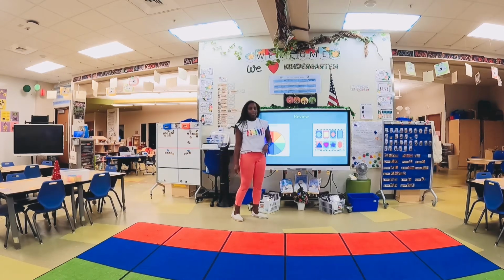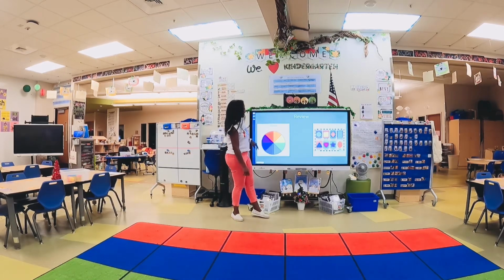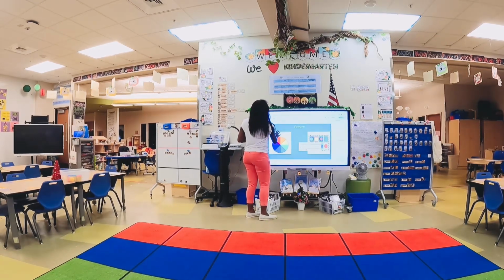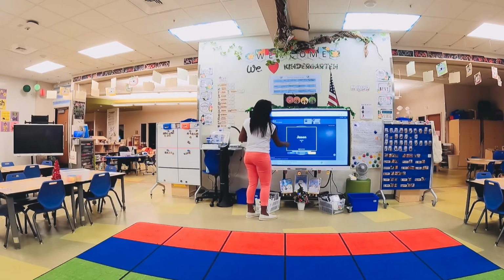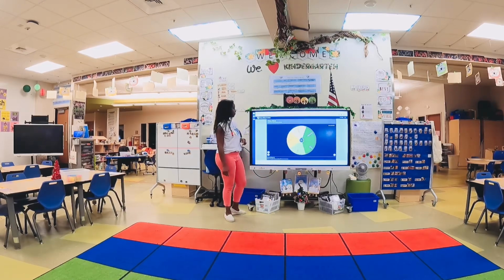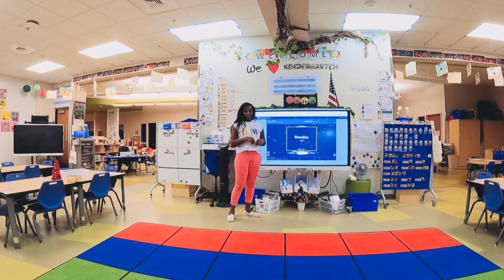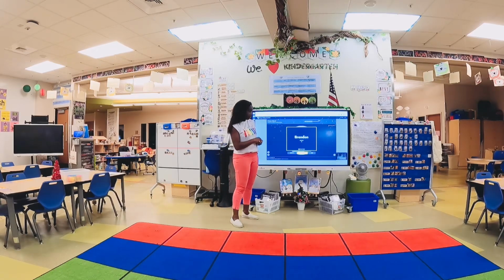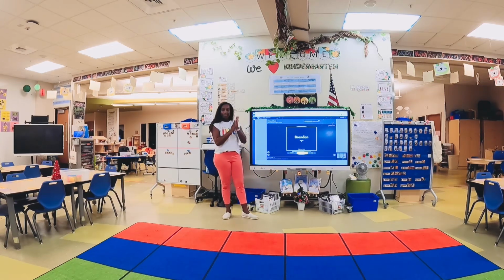Okay, now we're going to use our picker wheel. Brandon, can you come up and tell us what you did at your center? Okay, so Brandon, what center were you at today? You were at the square center? What did you do at the square center? You put the squares inside on the paper. How many squares did you count? 18 squares. Good job. Let's give Brandon a hand clap.